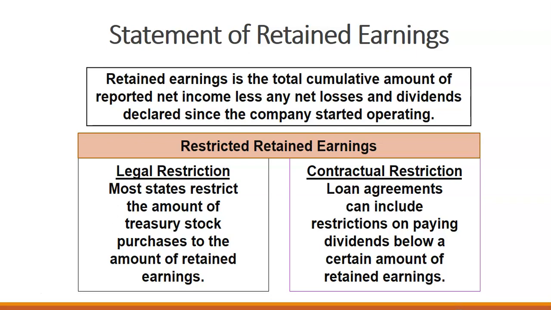We can have restricted retained earnings. So one of those is a legal restriction. States restrict the amount of treasury stock purchases to the amount of retained earnings. So companies can't buy more treasury stock than the amount of retained earnings that they have. We might also have a contractual restriction. So this is if we have some kind of legal agreement that says in order to have this agreement, we need to have a certain amount of retained earnings. This can restrict us from paying out dividends because we have to have the retained earnings to pay dividends.